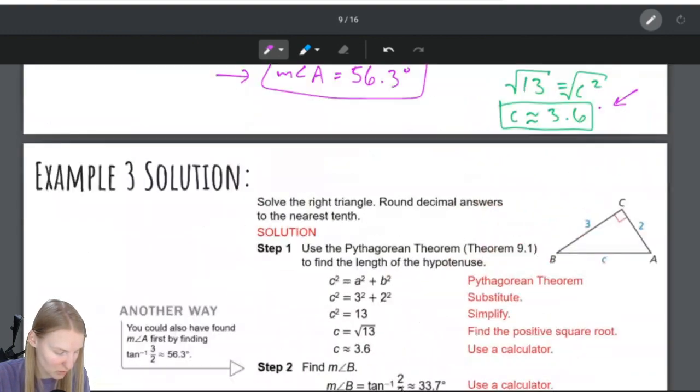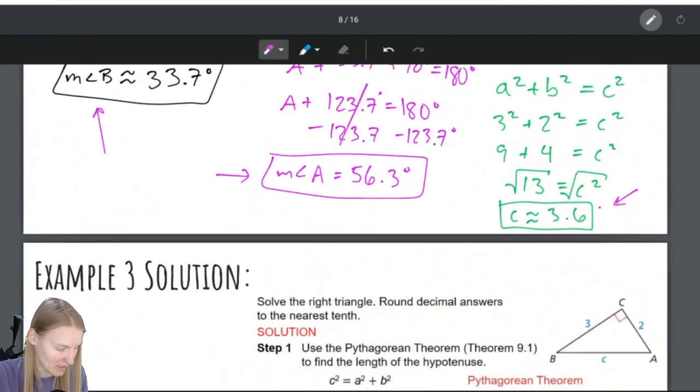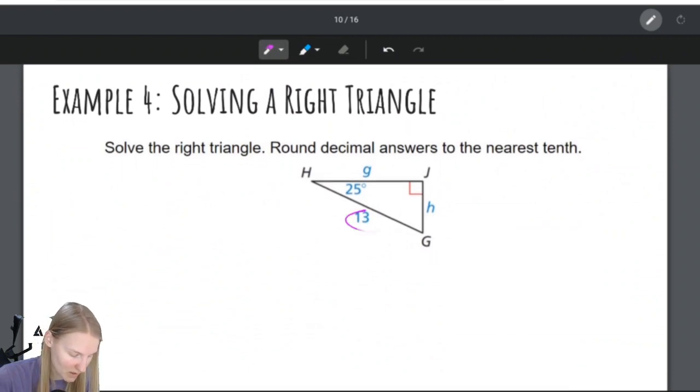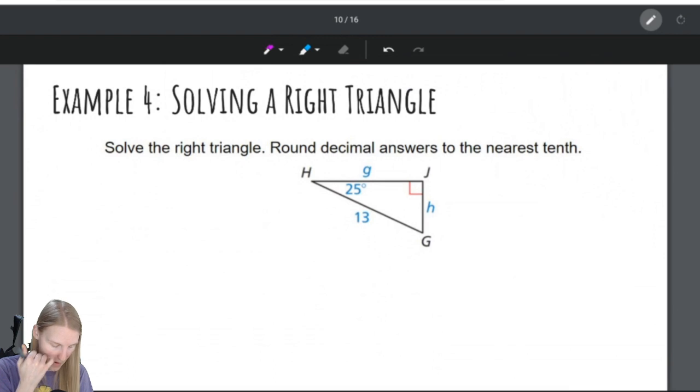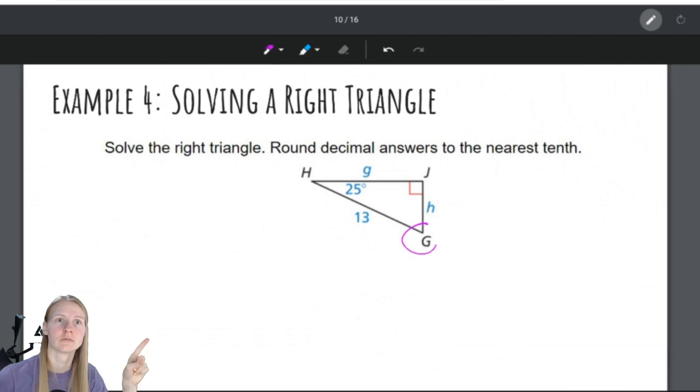So notice that in the last one, we started out with 2 side lengths. In this example, we are starting with 1 side length and 1 angle. So we're going to have to do things a little bit differently this time. Let's stick with purple. I like purple. So first things first, I can figure out what G is. 180 degrees in a triangle, 25, 90. I can easily figure out what G is.